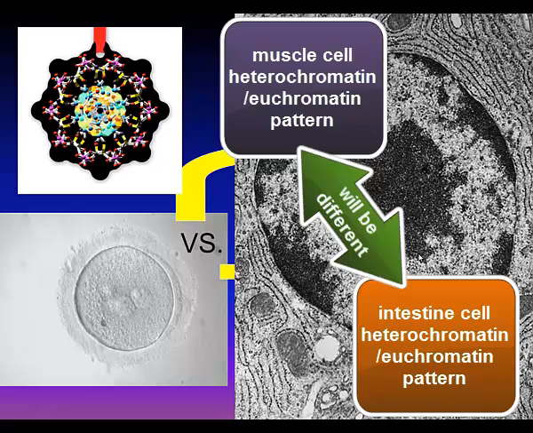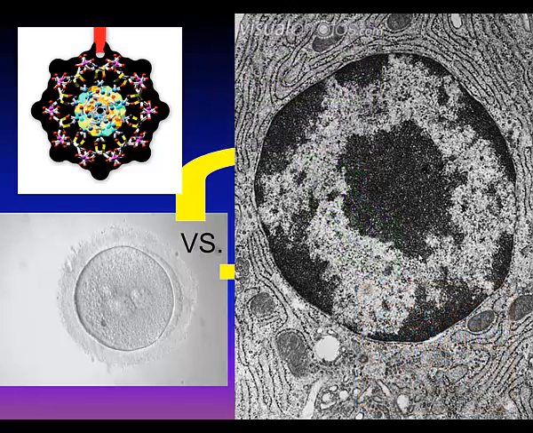Your muscle cells are going to be turning off your intestinal genes, and those genes will be packaged up into the heterochromatin. So in this way, this is one of the hallmarks of differentiation. As a cell becomes more highly specialized, they're going to package up certain genes and open up other genes that they're going to be using.